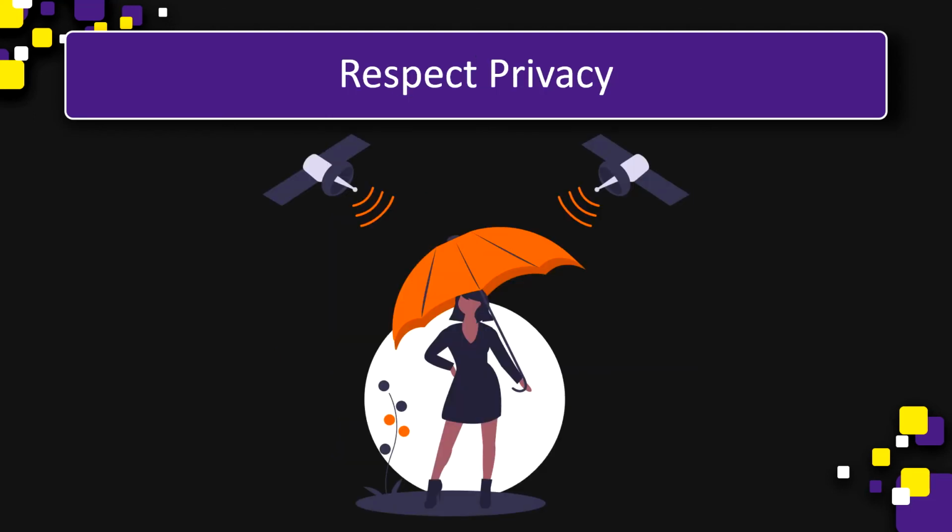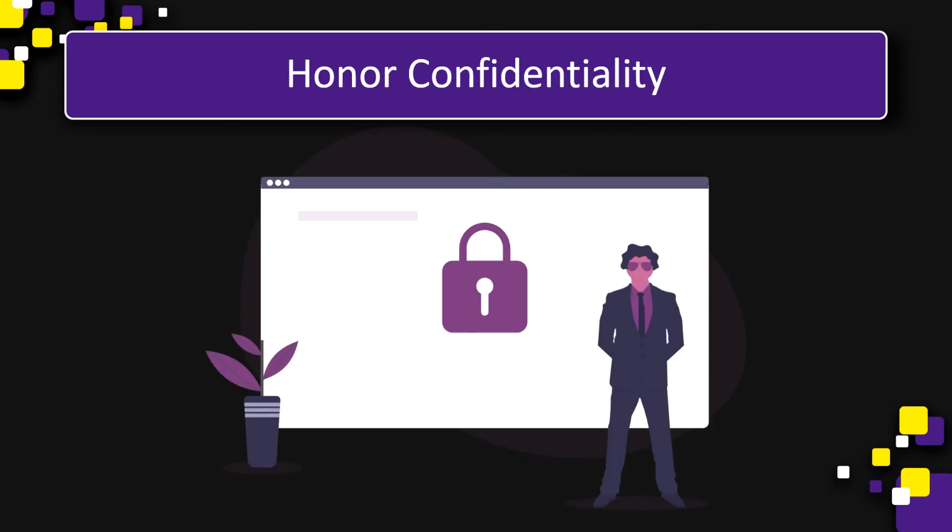Next, respect privacy. So this means that when people opt out of metrics tracking, you respect that. You don't let them opt out, but then still track them. There are other ways that respecting privacy can come through in your particular career fields, and we'll talk more about that later in the semester. Next, honor confidentiality.